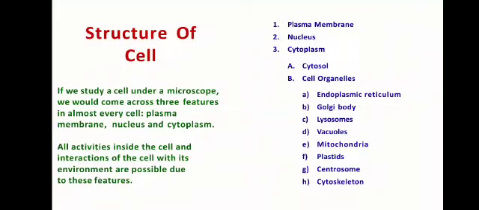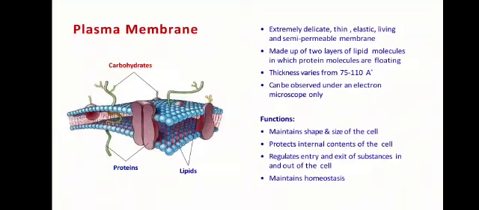The cytoplasm also consists of the cytosol and the cellular organelles. The cellular organelles include the endoplasmic reticulum, Golgi body, lysosomes, vacuoles, mitochondria, plastids, centrosomes, and also the cytoskeleton. First I would start with the organelle, the plasma membrane.